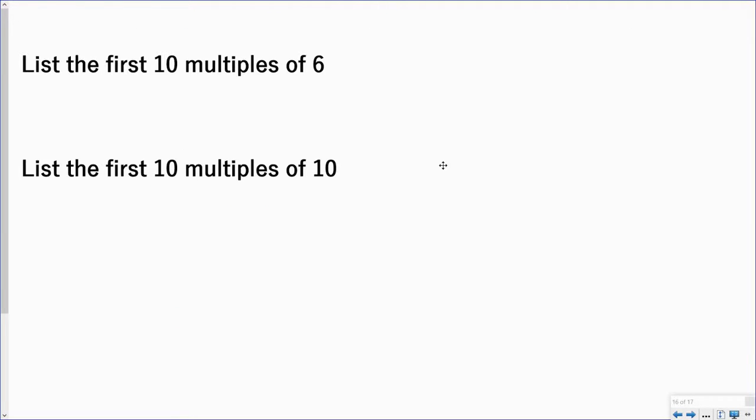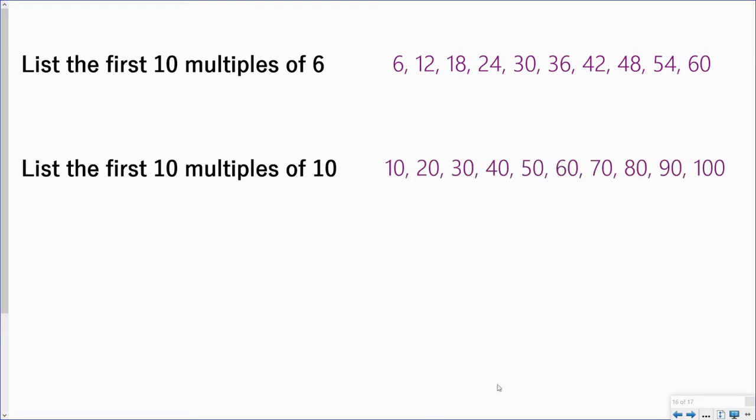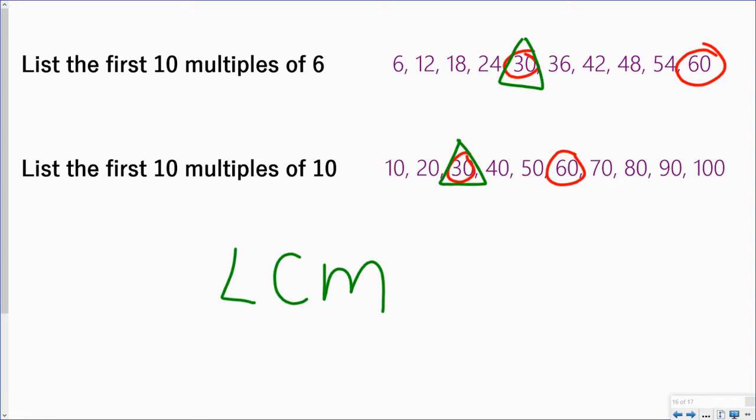Let's list the first 10 multiples of 6, and we'll list the first 10 multiples of 10. Again, we're going to circle the multiples that they have in common. When we do that, it looks like we have 30 in common. It also looks like we have 60 in common. Now I'm going to make a triangle over the smallest multiple they have in common, which would be 30. So the least common multiple for 6 and 10 would be 30.